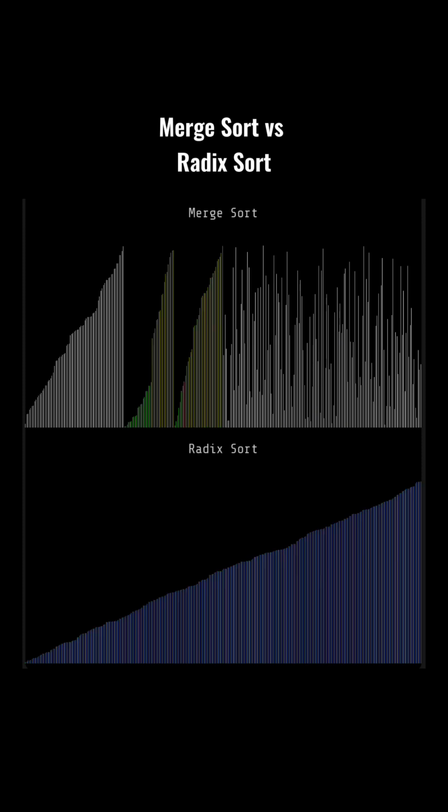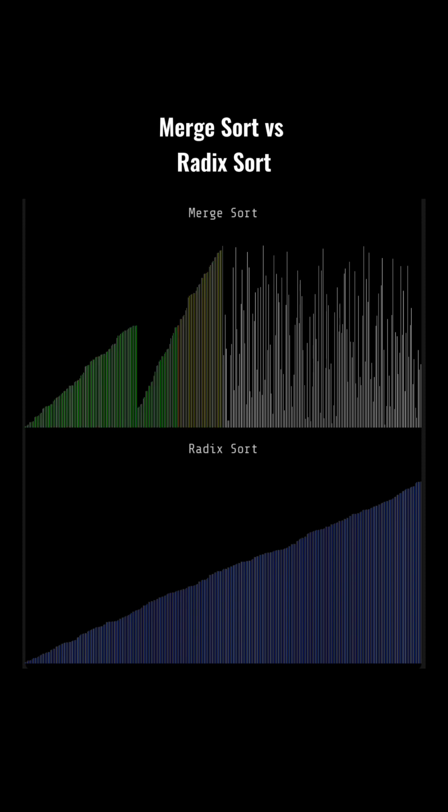First, it will sort all the numbers into 10 different buckets based on their ones digit. After collecting them, it repeats the process for the tens digit, then the hundreds digit, and so on until it's done. And here is the result.